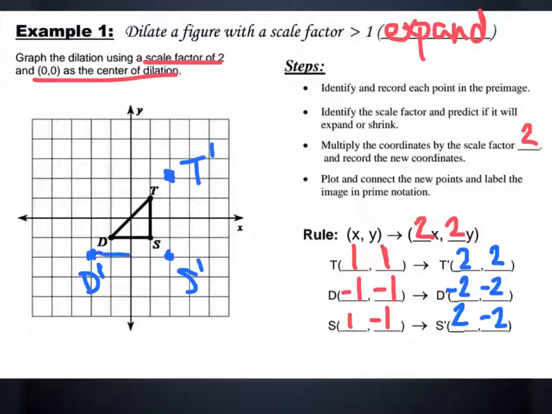We connect these points for our new triangle, and we see that this has gotten twice as big. Our triangle is twice the size of the original one. Our original triangle had a base of 2 and a height of 2. Now our base has a distance of 4 and a height of 4. So not only did the points get twice as big, but the length of each side is twice as long.